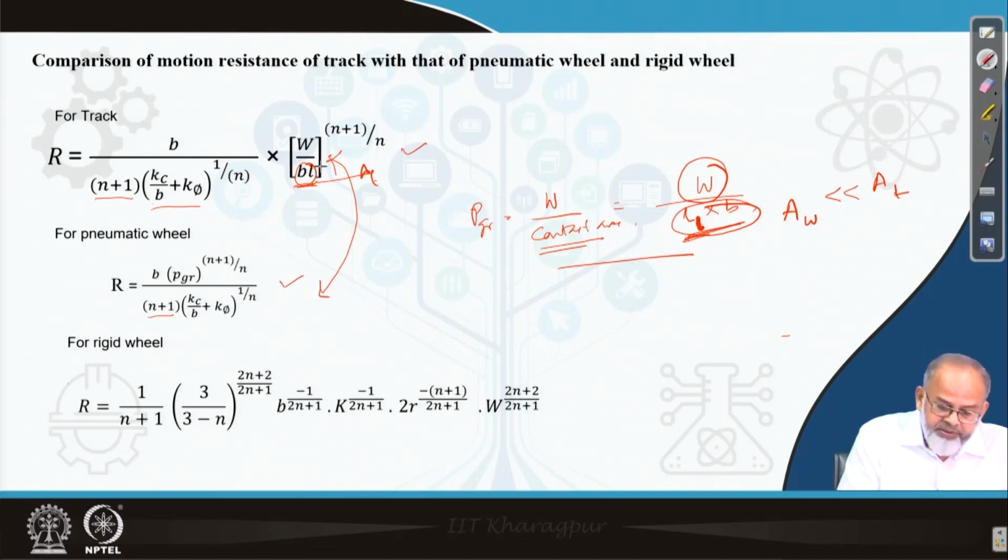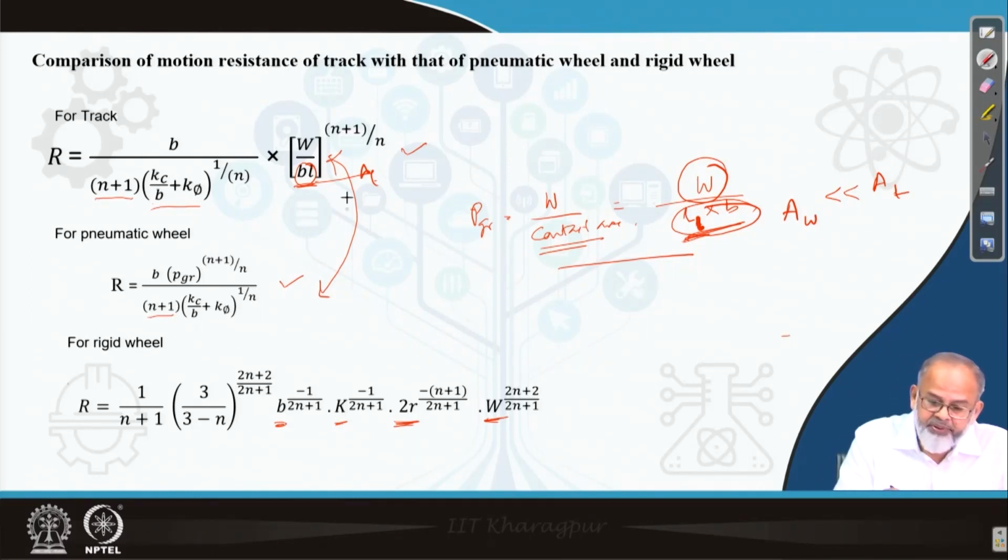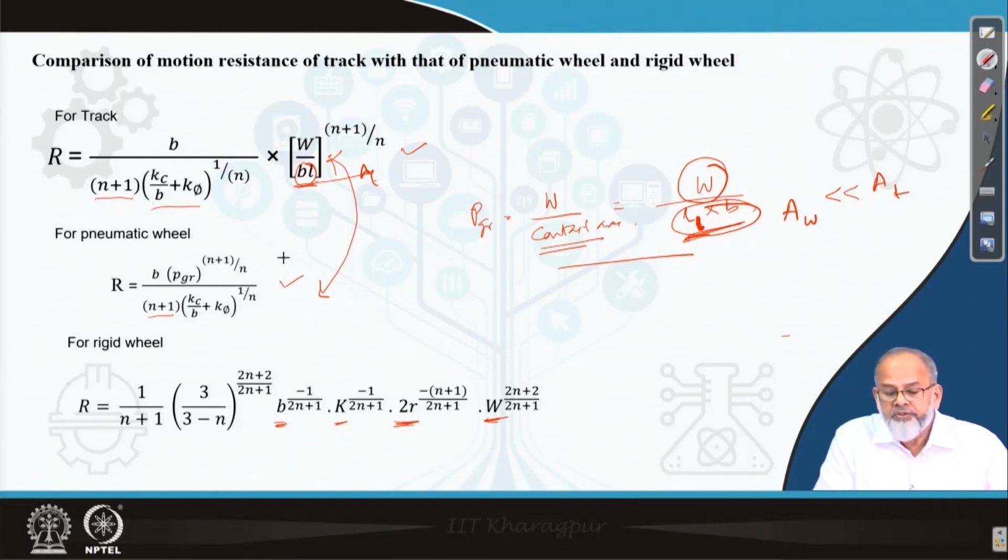Now if you compare with a rigid wheel, the rolling resistance of a track and the rolling resistance of a towed rigid wheel, what is the difference? Here we are not getting anything related to pressure. We are only getting terms in W, the diameter, the section width B, and the modulus of sinkage K. So it is difficult to compare. In the previous case these were similar, so that's why I made it very clear which one should give you lesser rolling resistance.